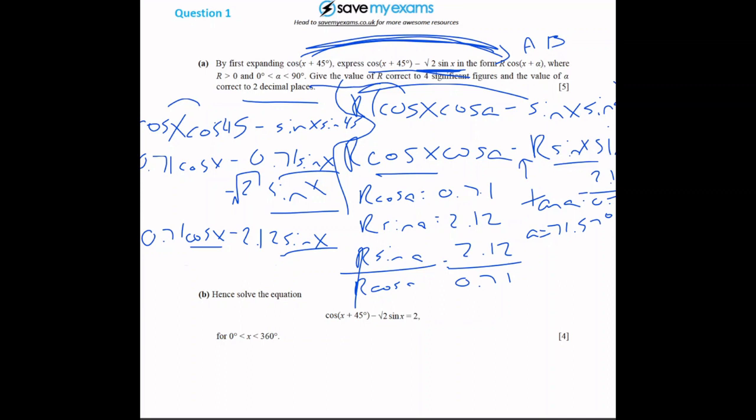Well, I previously had two equations that have R and A linked together. Because I now know what A is, I can replug it in and then solve for R. So I think I might scroll down a little bit, give myself a little bit more room. You can use the first one or the second one. I'm just going to use the first one because it's first. R cosine of alpha, which is 71.57, equals 0.71. To solve this, I would divide by cosine 71.57 on both sides. So R equals 0.71 divided by cosine 71.57.